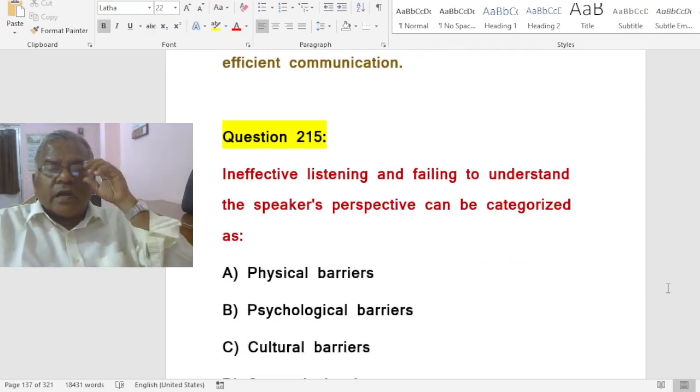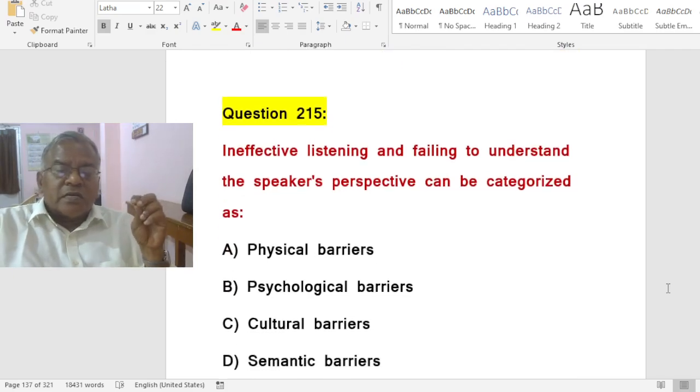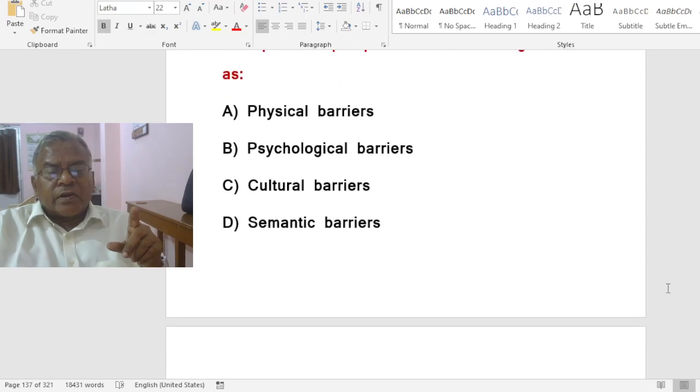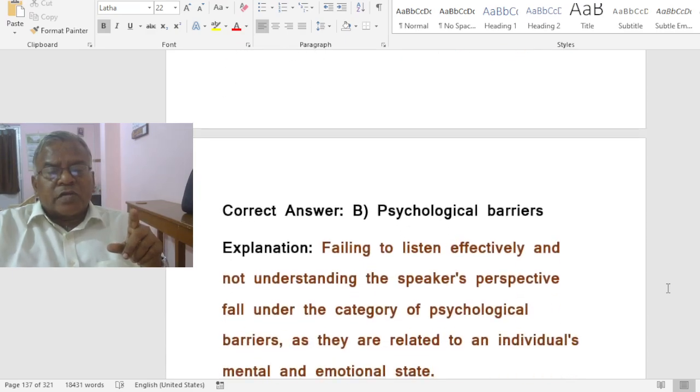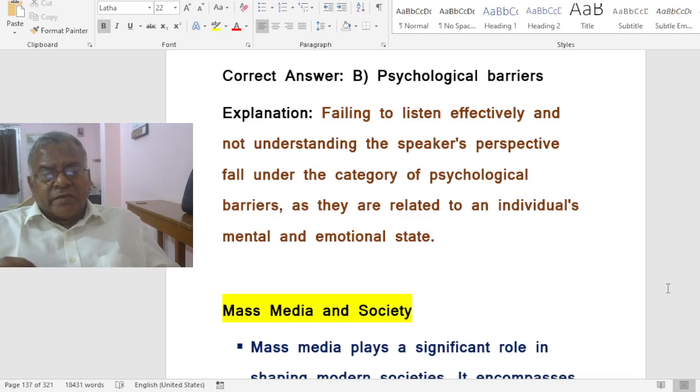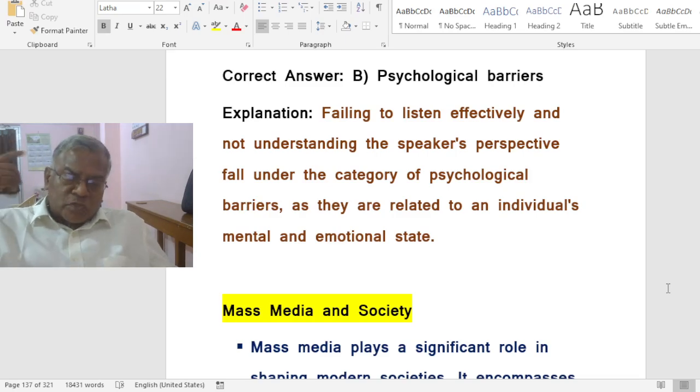Now, ineffective listening and failing to understand the speaker's perspective can be categorized as what? That is psychological barriers. Failing to listen effectively and not understanding the speaker's perspective fall under the category of psychological barriers as they are related to an individual's mental and emotional state.